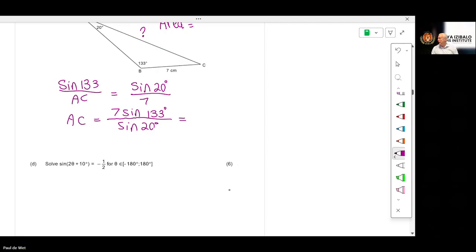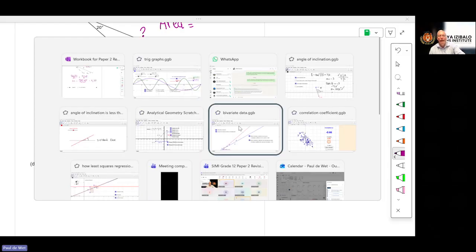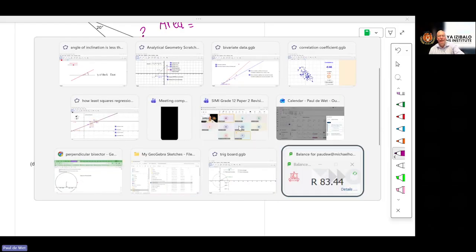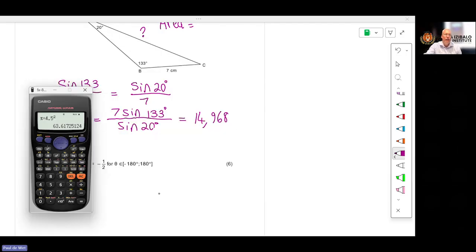Give me your final answer you gave me just now. 14.968 centimeters. That's quite exact. It's a good idea, guys, to keep that number in your calculator exactly. And you remember how to do that. I've shown you before.